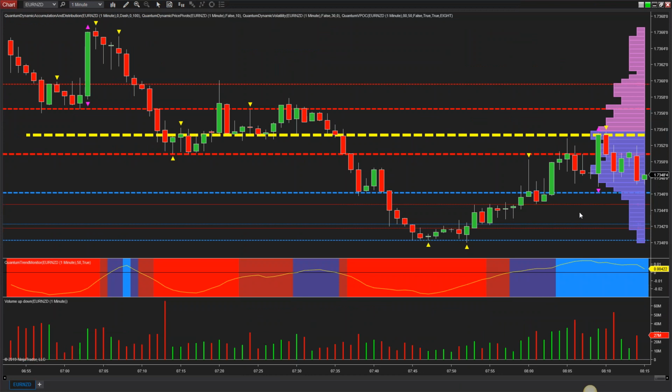There we are, another nice trap move. This is the London Open. Move through here to 810. We've got a nice volatility candle here. Everyone will be buying that. Bang, reversing off the volatility, and away we go.